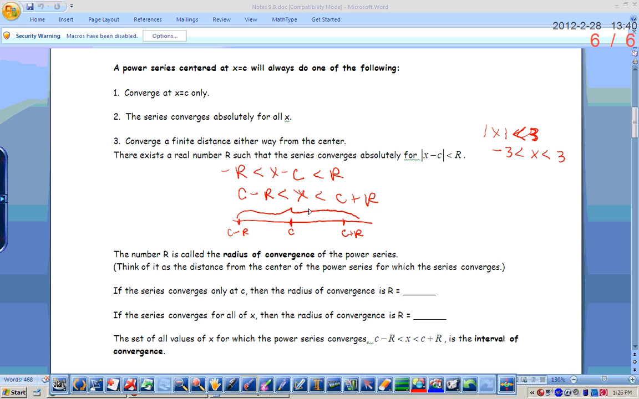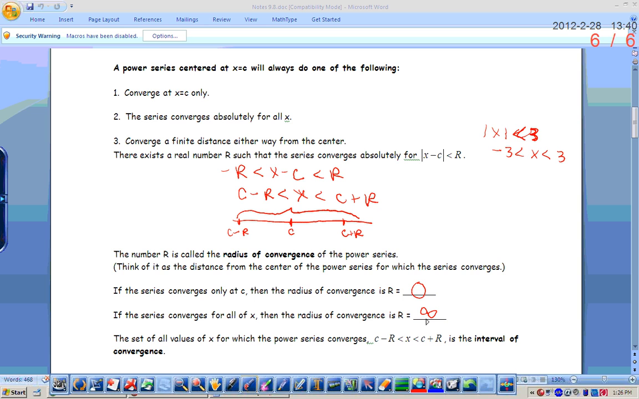Okay, and we're going to do this in a real example, so if that's still kind of fuzzy, don't freak out, because it's not that big a deal. So that number r is called the radius of convergence, and the way that you want to think about that is how far from the centering point, from that c value, can you go to the left or to the right and still converge? All right, so if the series converges only at c, then what would the radius of convergence be? How far can you move away from c and still converge? 0, right. Kind of a trick question, I guess. If the series converges for all of x, then what would your radius of convergence be? Infinity.